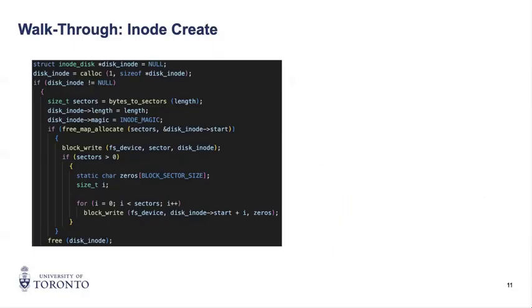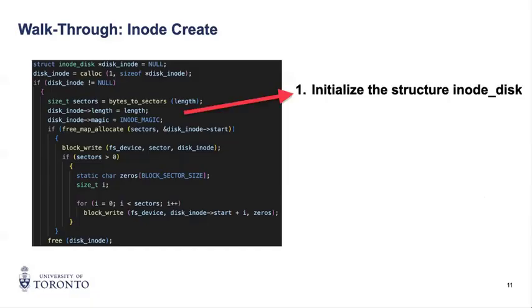So let's walk through how inodes are created. First, we initialize the inode disk structure. You can see by the callocs here, we also want to make them look exactly like what is on the disk. We initialize its parameters. We initialize the length and the magic. Ignore the magic. You don't really need to know them here.